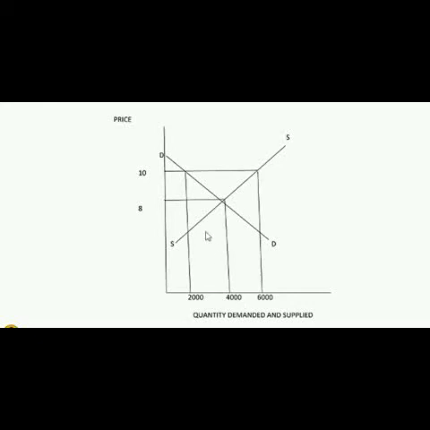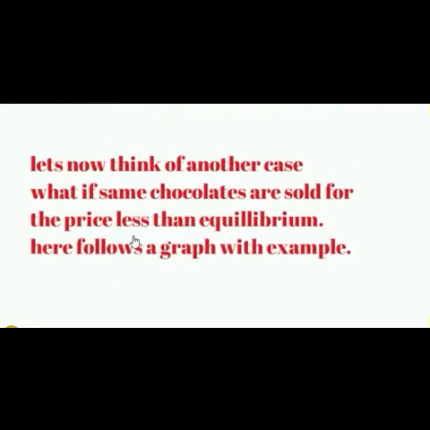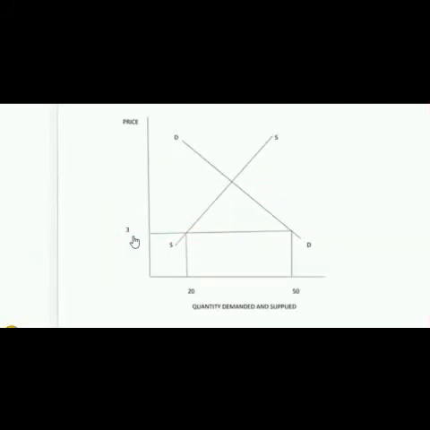But what will happen if it is sold below the equilibrium price? Now I'll explain that right now. Let's think of another case. As I told you, when it is set below or less than the equilibrium, what will happen? Let's look at the example with the graph. Here is a graph, and when it is sold for rupees 3, which is below the equilibrium price, actually don't compare this graph with the previous graph, both are different.